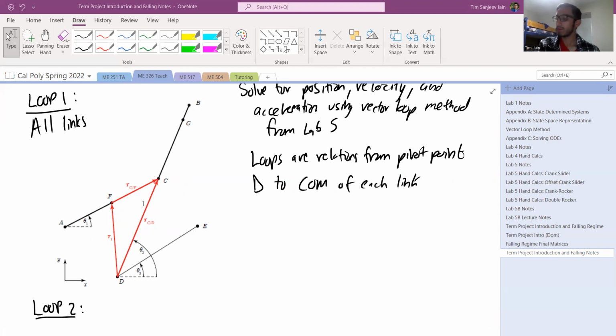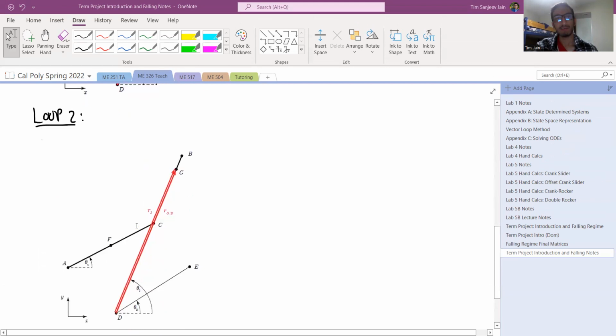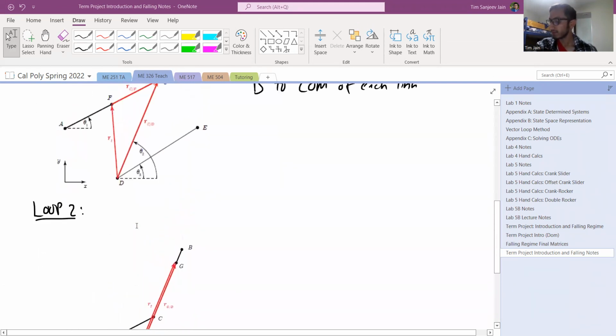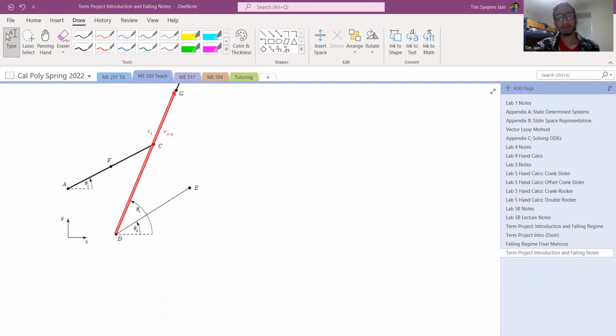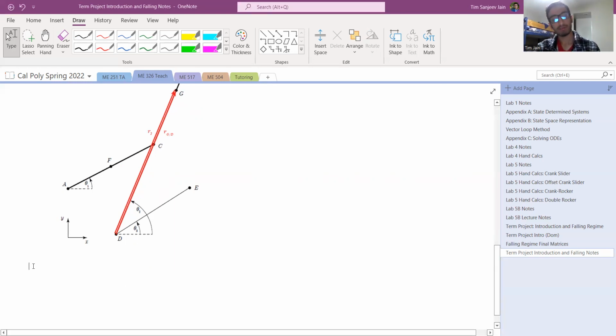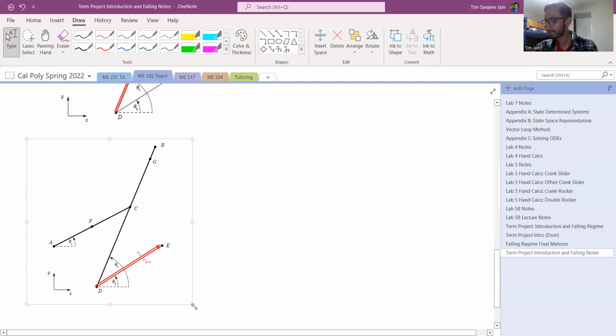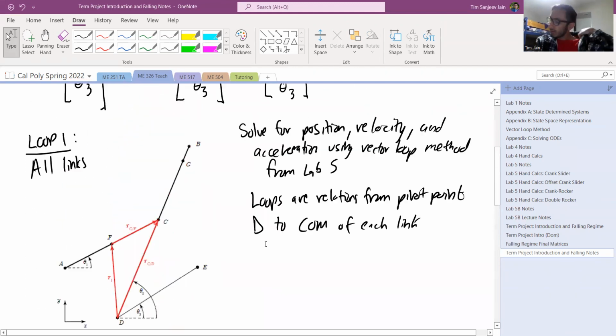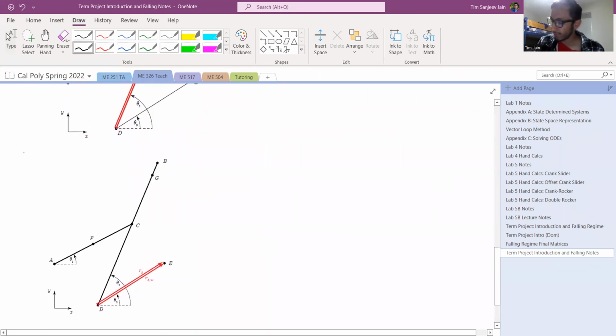So loop 1 is going to link 1, loop 2 is going to link 2, and loop 3 is going to link 3. The reason why I'm giving you these vector loops is we want consistency. This is really going to be the proper way, even though you could draw them. Loops 2 and 3 are very straightforward, but for loop 1, we want consistency across all the students. All right, so there you have it. You have all 3 of your loops.